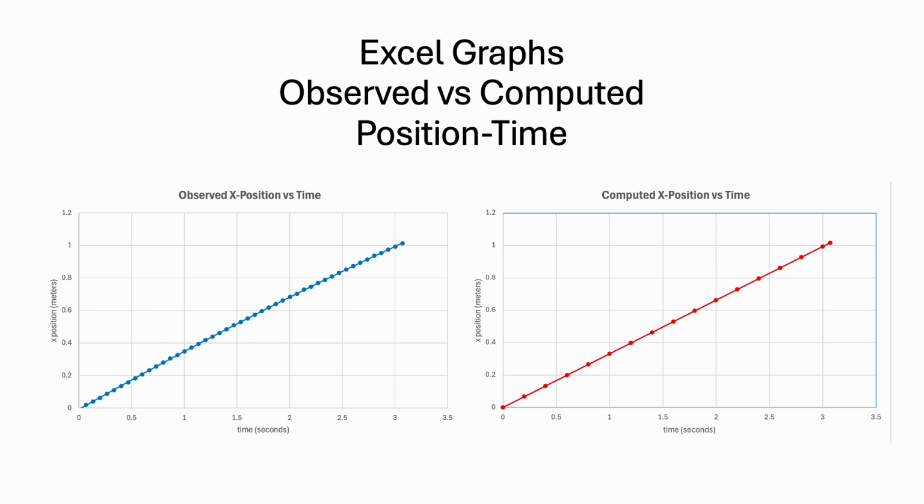So, once we got the data from the observed object and the data from the computed object, I put it into Excel to create two cleaner graphs. The graph on the left, in blue, shows the observed data, which is slightly curved and imperfect, unfortunately. The graph on the right, in red, is the computed graph, and it's perfect.